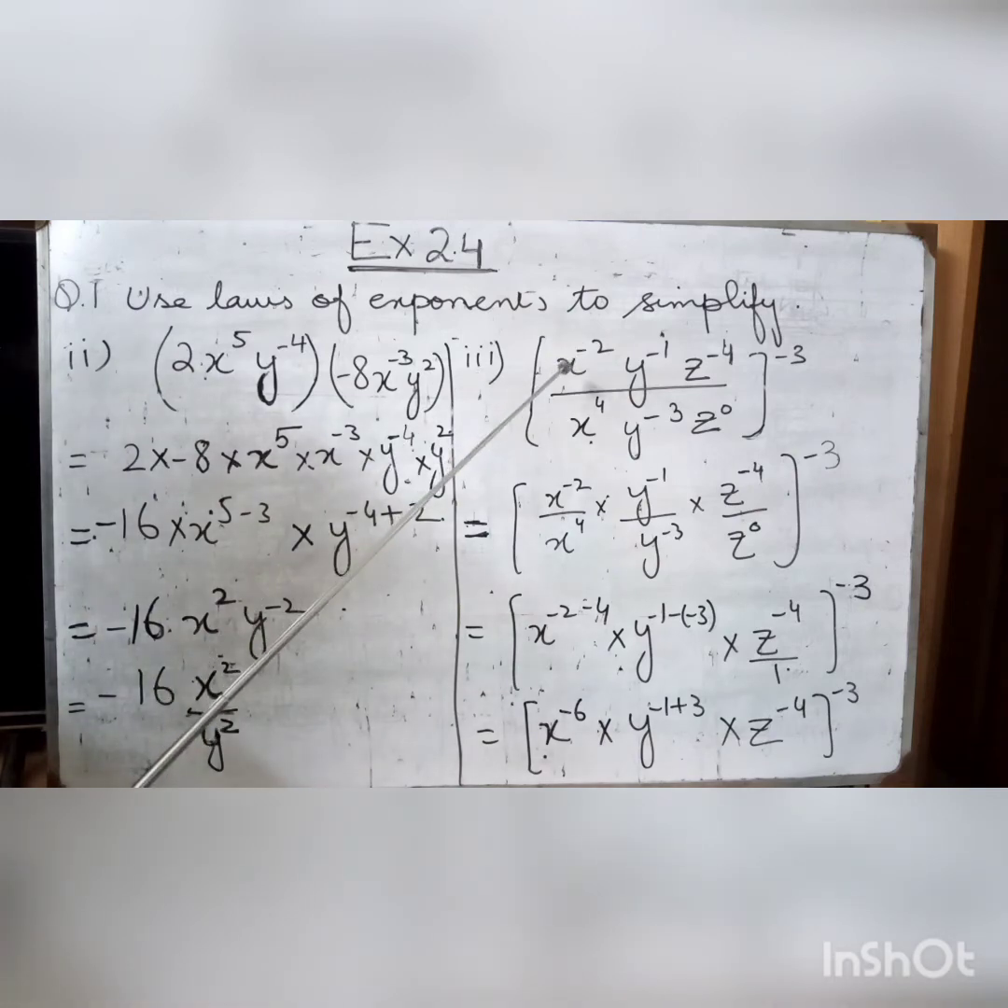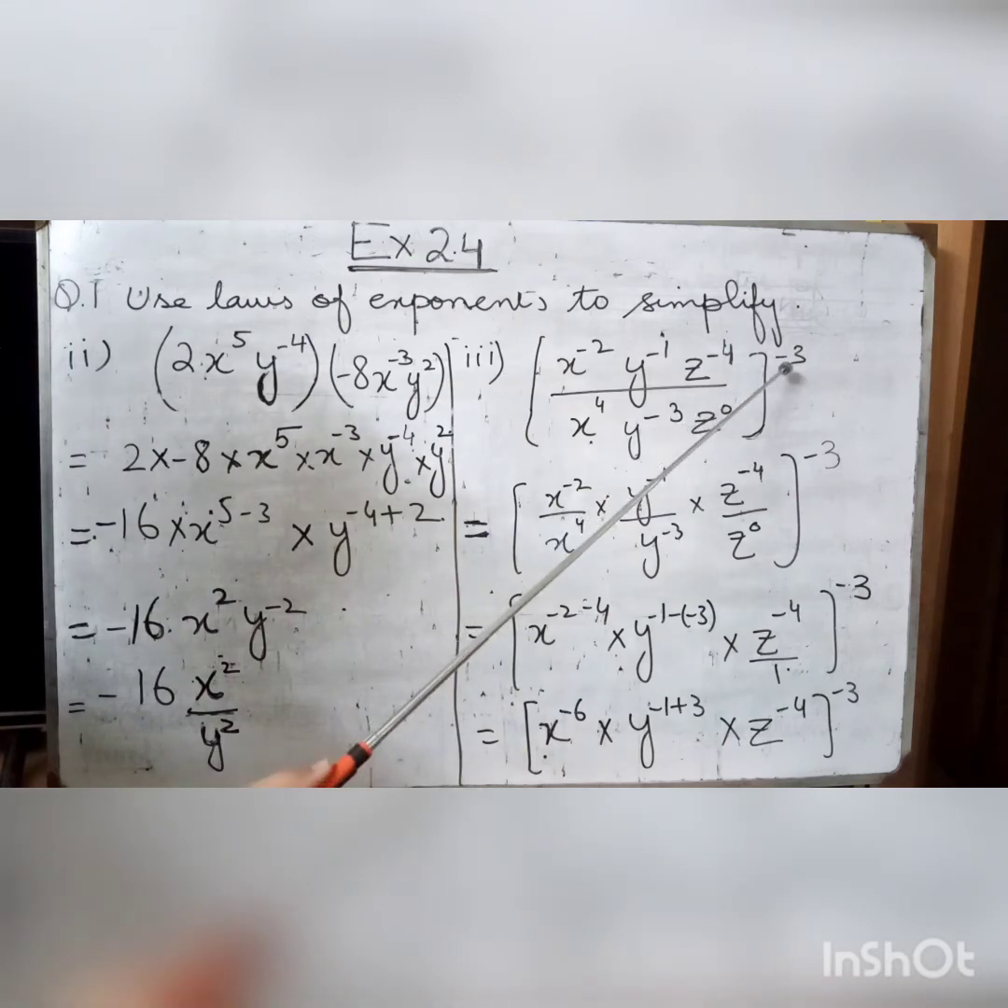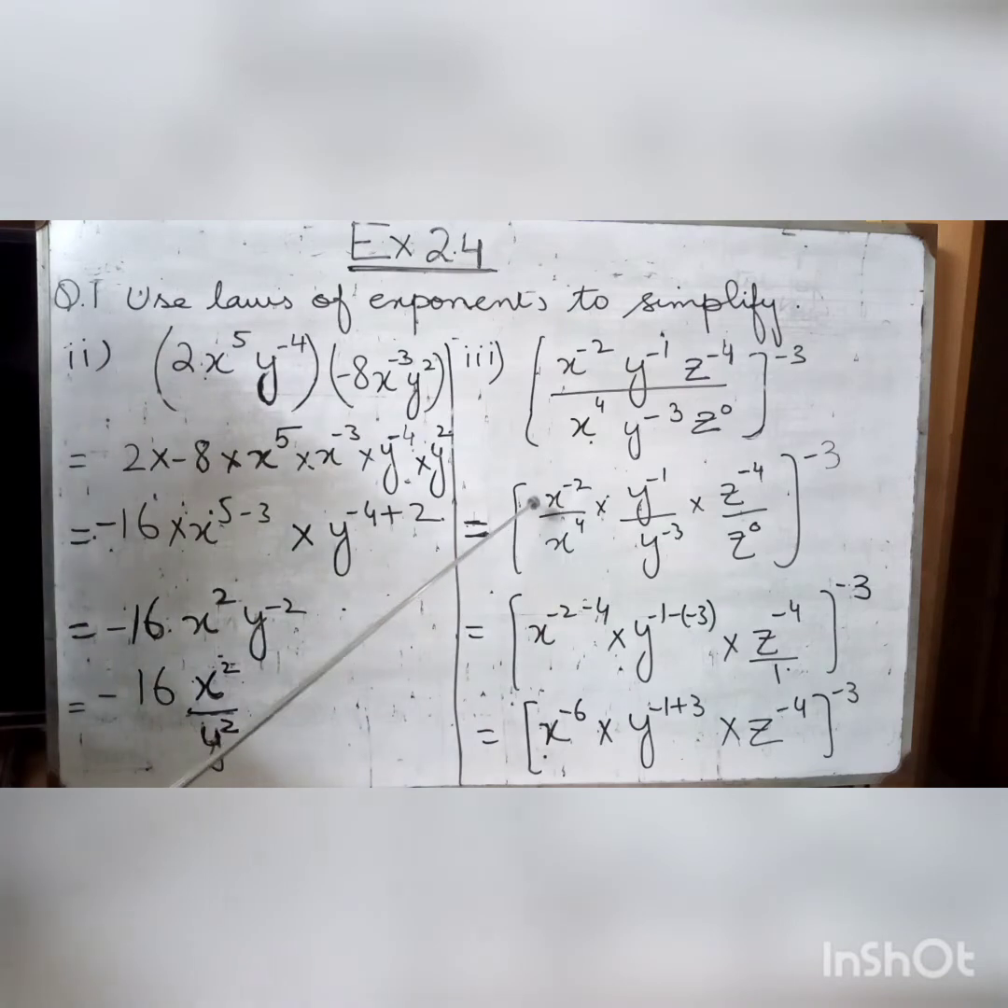Third part: x raised to power minus 2, y raised to power minus 1, z raised to power minus 4, over x raised to power 4, y raised to power minus 3, z raised to power 0, with exponent minus 3. After simplification, we have x raised to power minus 2 over x raised to power 4, y raised to power minus 1 over y raised to power minus 3, z raised to power minus 4 over z raised to power 0, with exponent minus 3.